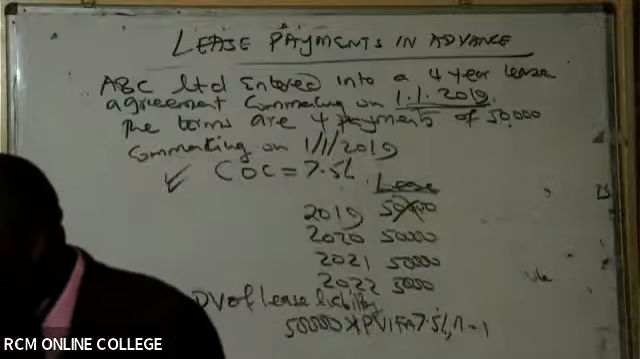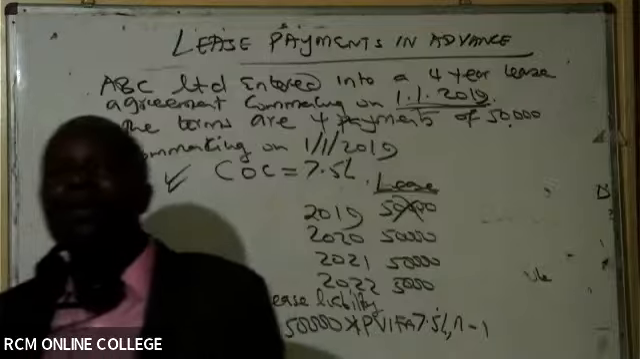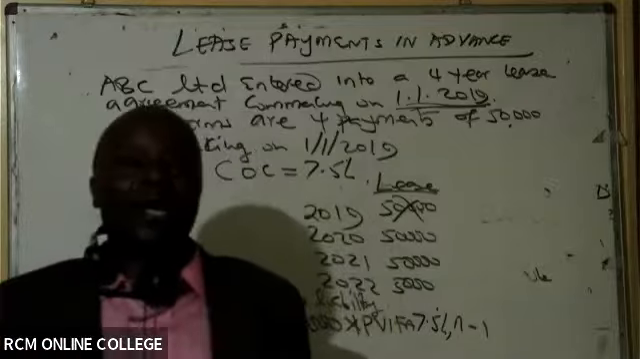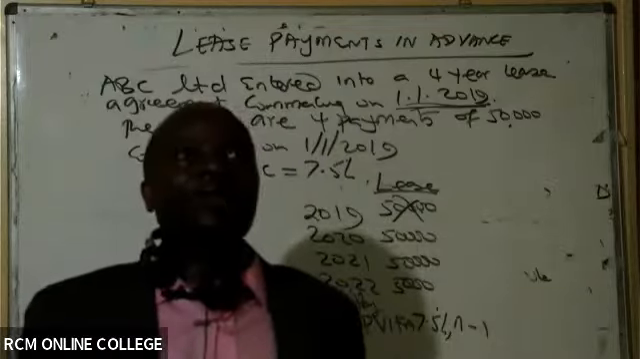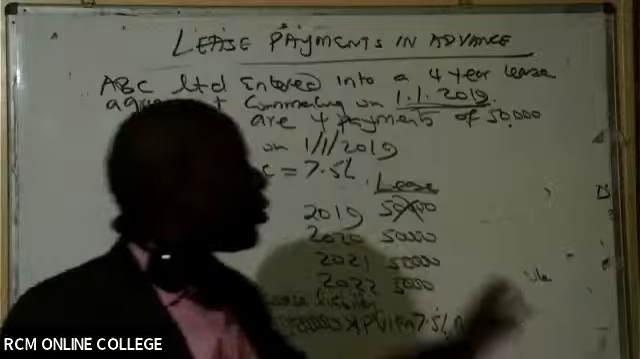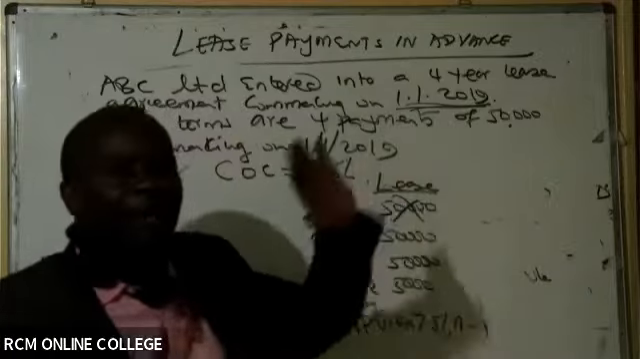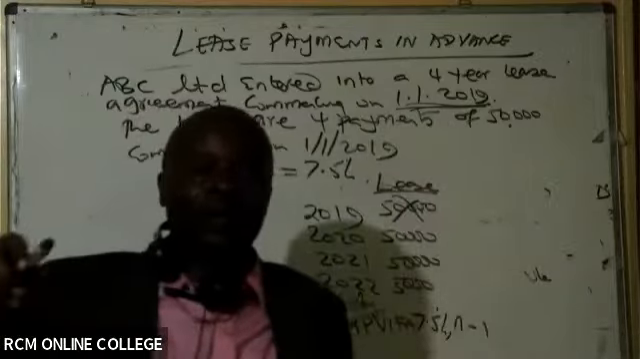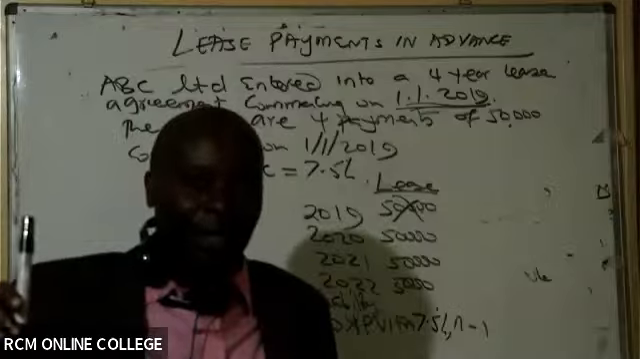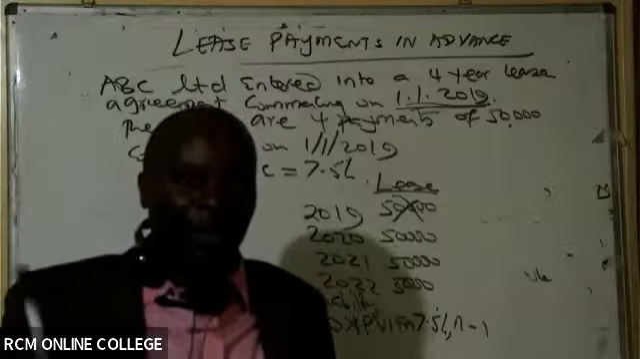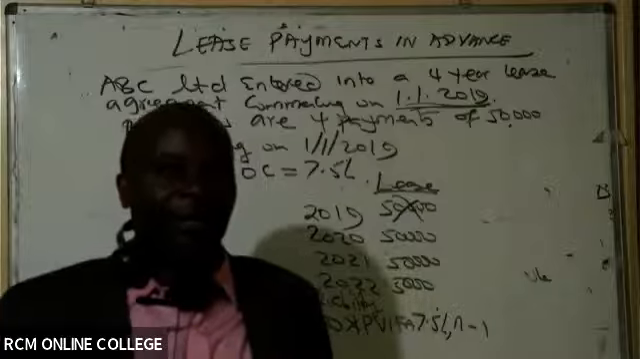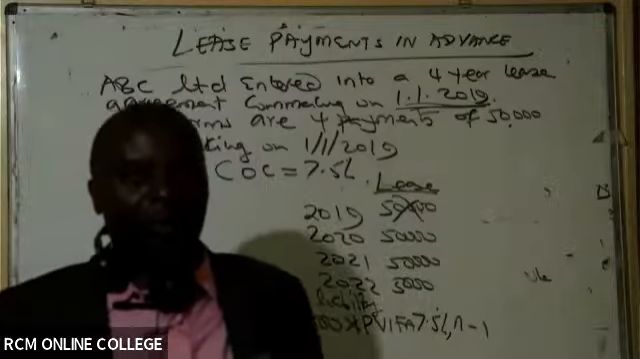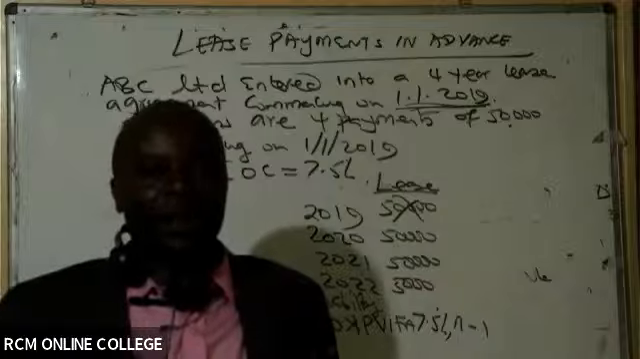Yeah, the lease in advance. Remember, we have lease in arrears and lease in advance. Good question. So lease in arrears, for example, you have signed this contract on 1st January 2019, beginning of the year, but your first installment will be paid at the end of the year. That is lease in arrears. It means you start using the asset and pay at the end of the year, or the end of the month.